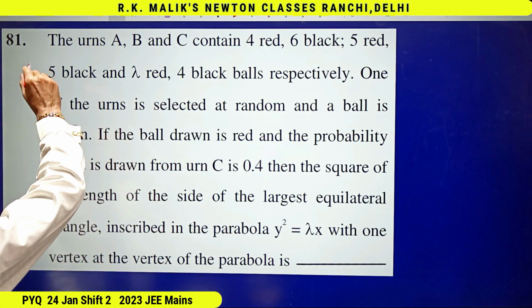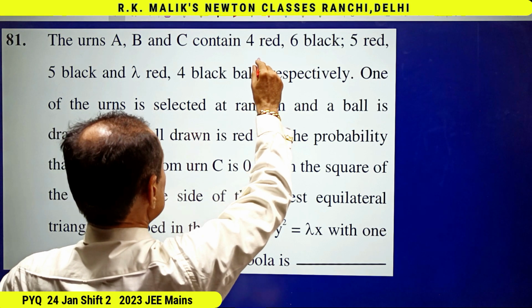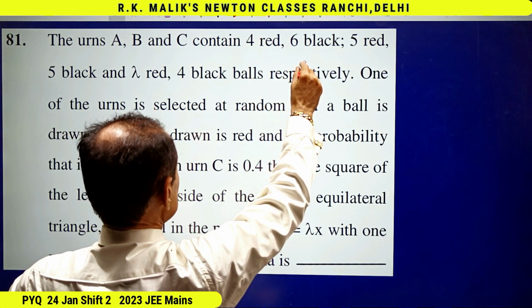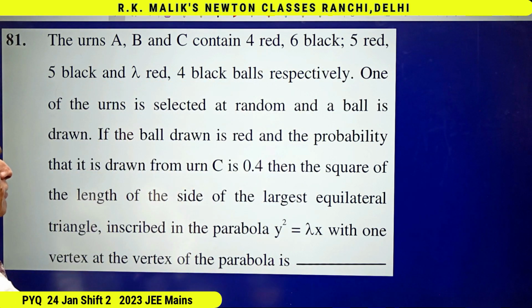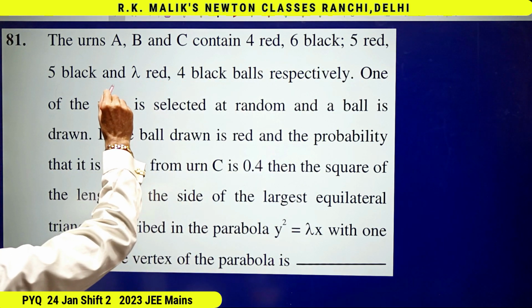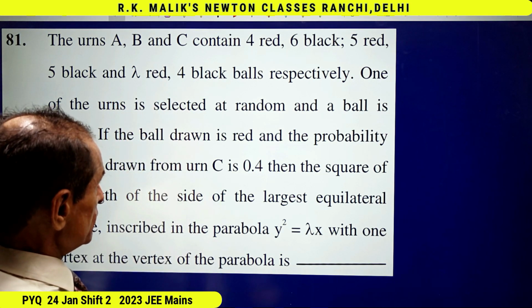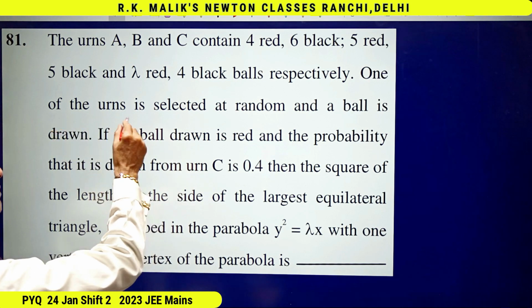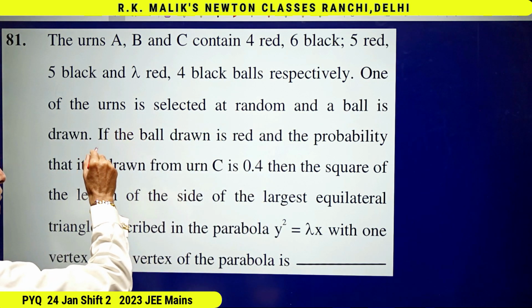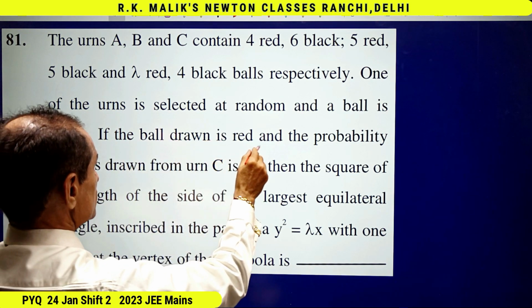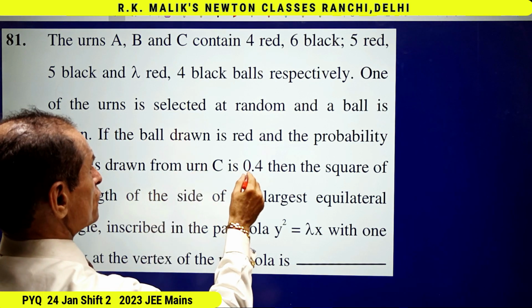In this question, it is given that the urns A, B, and C contain 4 red and 6 black balls. Urn B contains 5 red and 5 black balls. Urn C contains lambda red and 4 black balls respectively. If one of the urns is selected at random and a ball is drawn, if the ball drawn is red, then the probability that it is drawn from the urn C is 0.4.